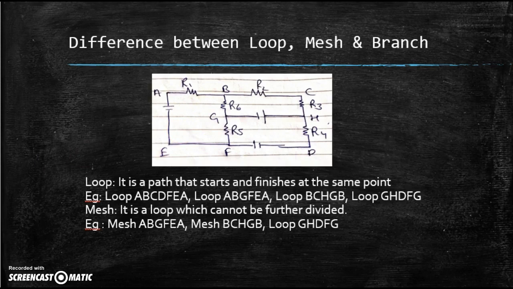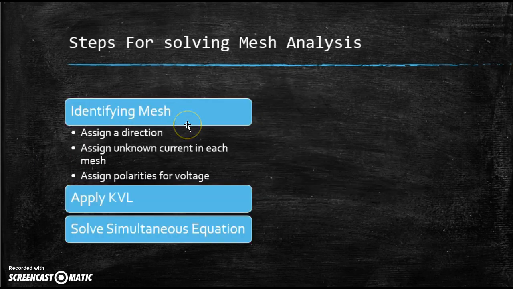Let's go to the third slide over here. So these are the steps which I have jotted down for solving mesh analysis. Firstly, the most important step is identifying the mesh. Whenever a circuit is given, like in the previous slide, there was a DC circuit. Over there you have to identify a mesh, then assign a direction, which I'll be showing you. The direction is nothing but a direction for the current. The current will be unknown.